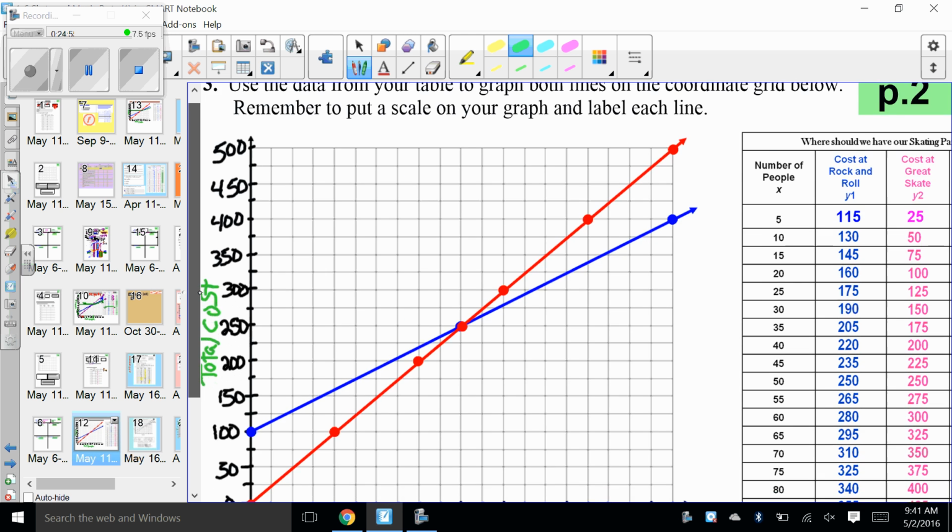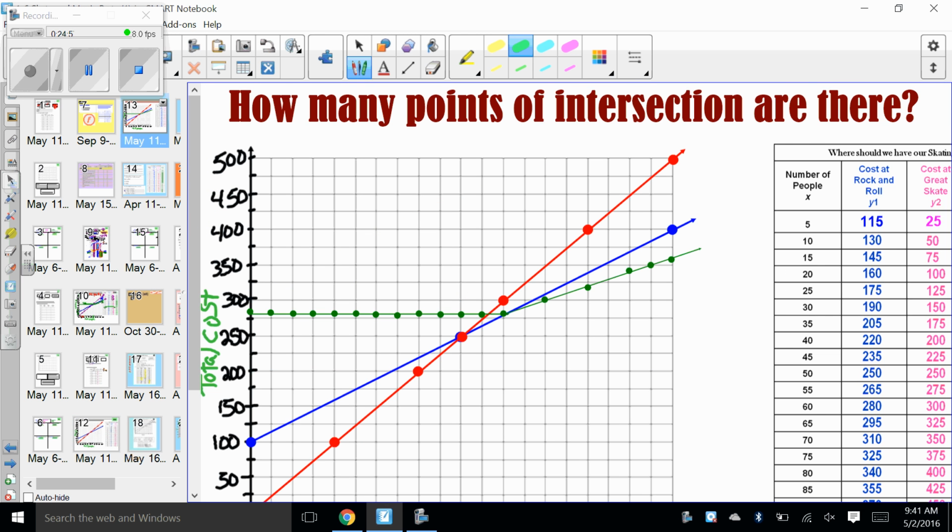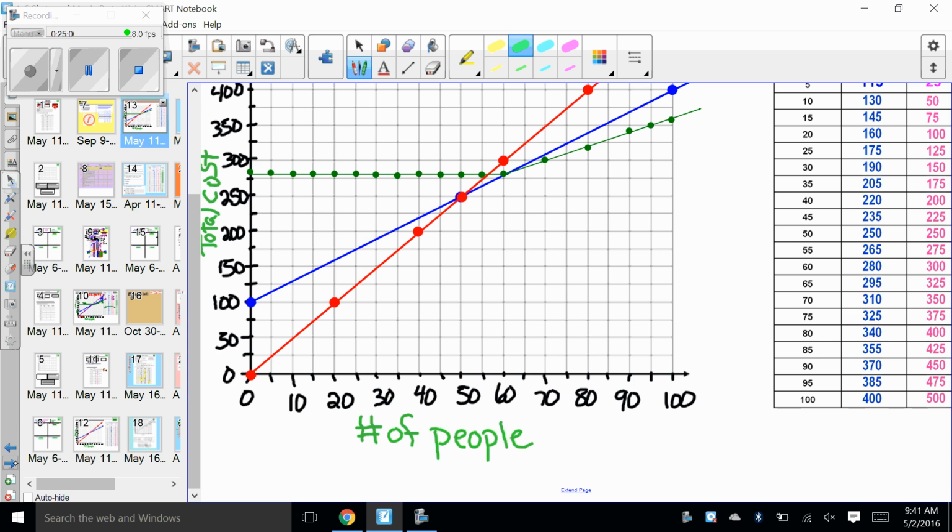So we have, sorry, trying to find the screen I'm looking for here.